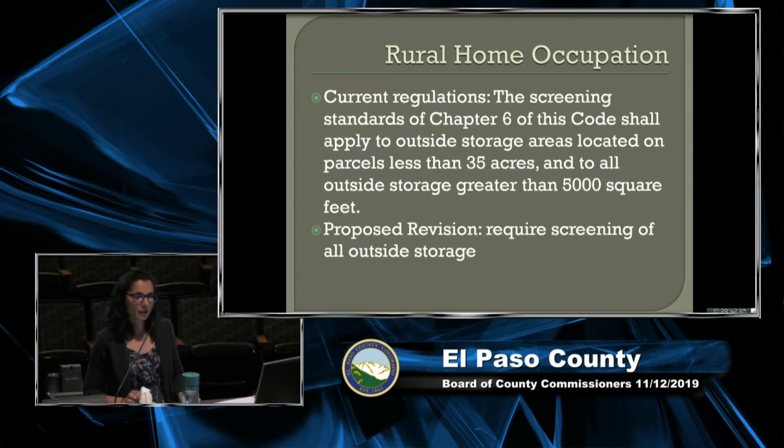In our code, we do have some screening requirements, but it only applies in certain cases. So it only applies on parcels less than 35 acres, or if their storage area is greater than 5,000 square feet. It all depends on where they put the items and the visual impact that it may have. So we don't feel like that's really doing the neighborhood any justice if we say that they're limited to 35 acres or 5,000 square feet. So we're proposing to require screening of all outside storage, regardless of the lot size or the amount of storage that's being proposed.